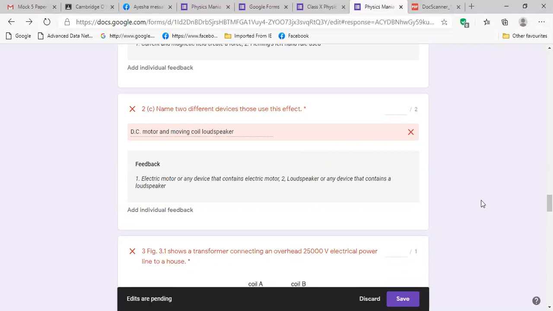Electric motor, DC motor, and moving coil loudspeaker. Yeah, very good. So you got your 2 marks.